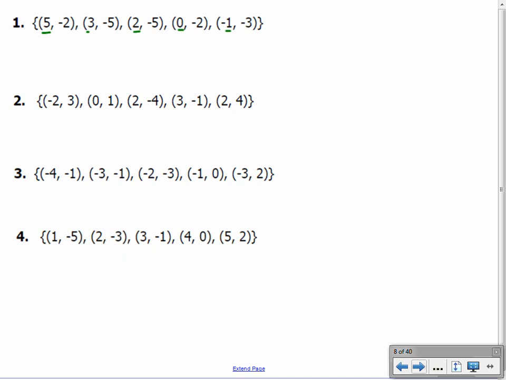Well, looking here, I don't have any repeating x values, which we can then say that each x value has exactly one y value it's paired with, so yeah, it's a function.